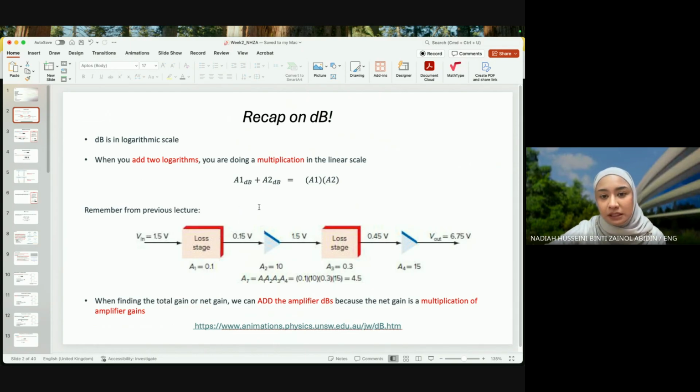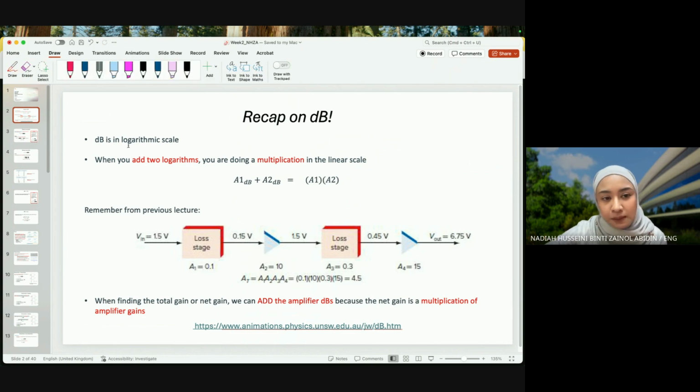So recap on dB. Remember, dB is in logarithmic scale. If you don't remember about this, I'm telling you now, dB is in logarithmic scale. That is why in linear form, we need to multiply the gain. But in dB, it becomes a summation because it is in logarithmic scale. So you can't actually multiply it when it's already in dB.